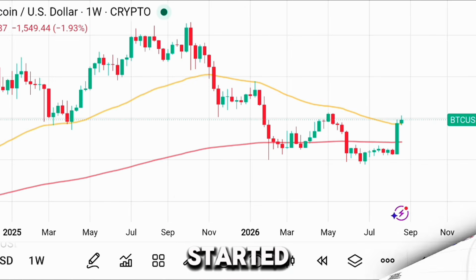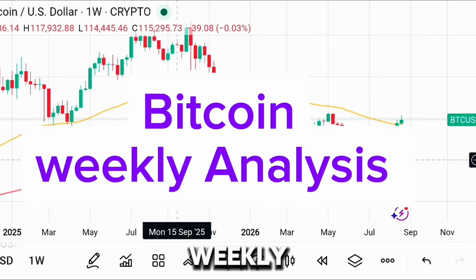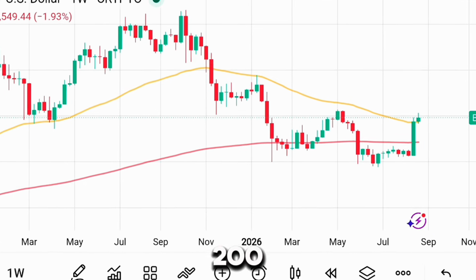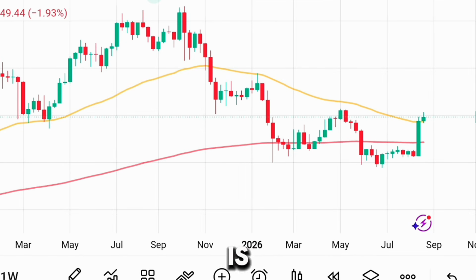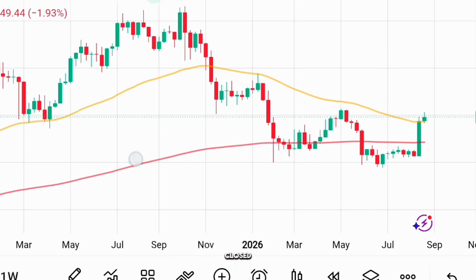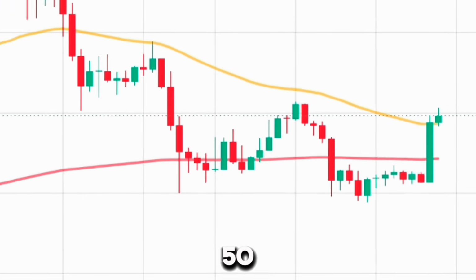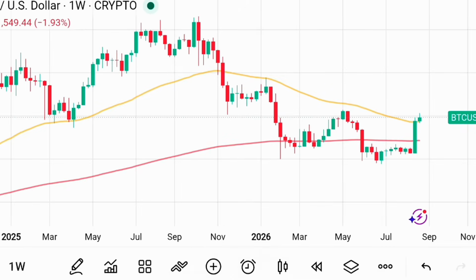Let's get started. This is the Bitcoin weekly chart. The red line is the 200 EMA and the yellow line is the 50 EMA. We can see that the latest weekly candle has closed above both the 50 EMA and 200 EMA, which supports a shift towards bullish momentum.